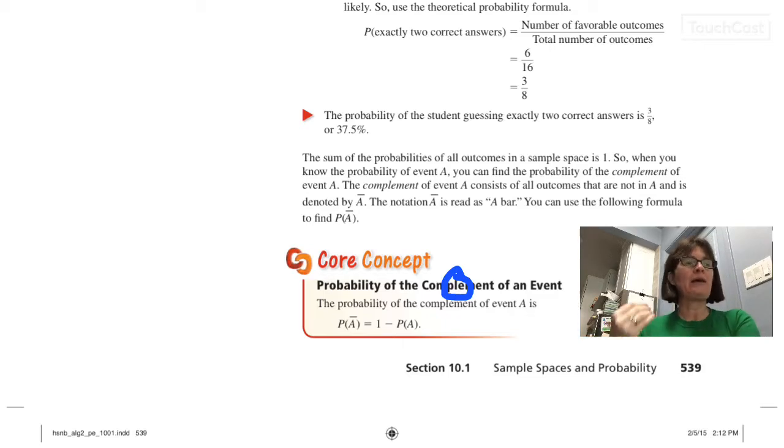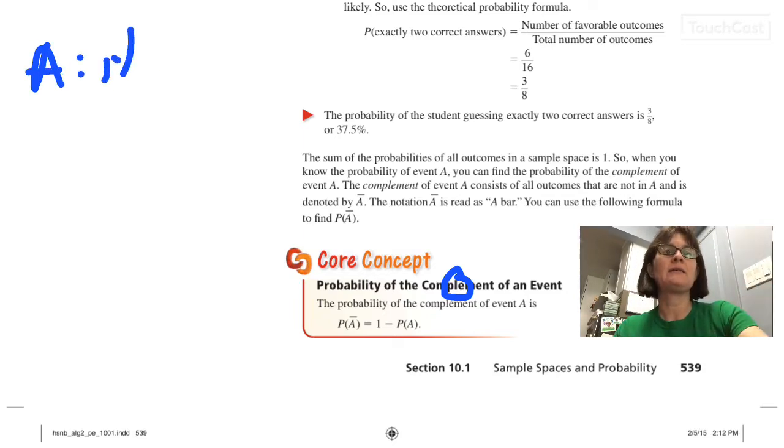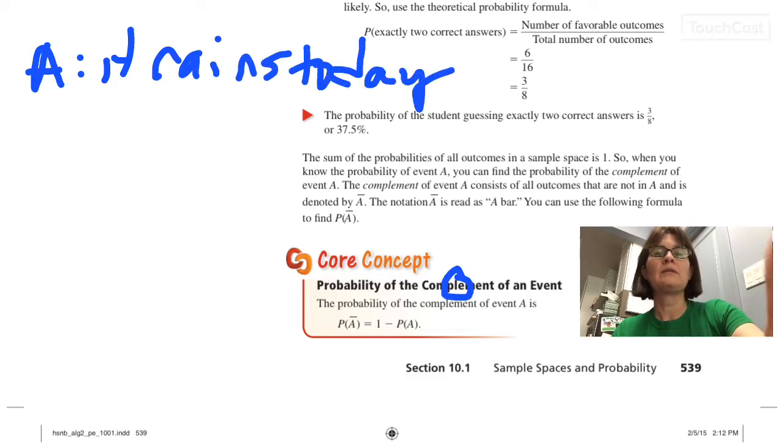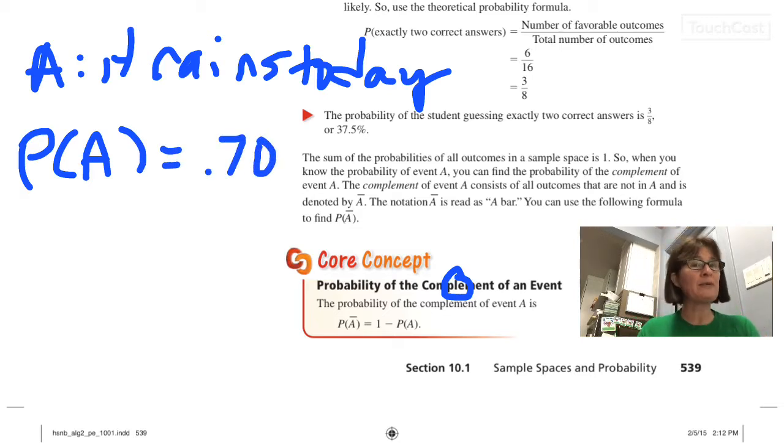So if we think about it, if A is the event that it rains today, and we say, what's the probability of event A? Maybe there's a 70% chance it's going to rain today. So I would say the probability of event A is 0.70. The probability that it doesn't rain has to be whatever it is that you would add to 0.7 to get one whole, which would be 100%.